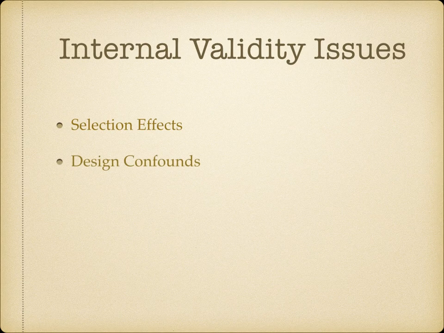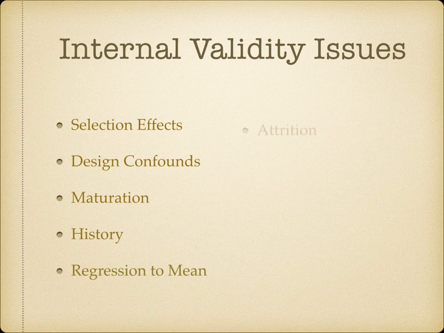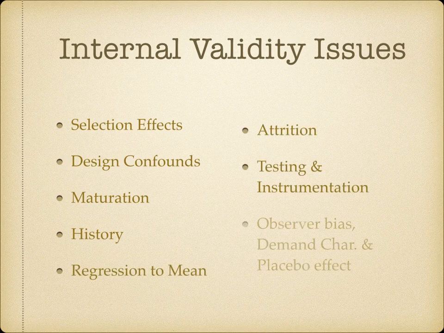Selection effects, design confounds, maturation, history, all these things that we've talked about before, attrition, testing and instrumentation, observer bias, and so forth. These are all things that could be issues, and these are things that we've talked about in prior chapters. I'm going to touch on a few of these in some detail in the next few minutes.